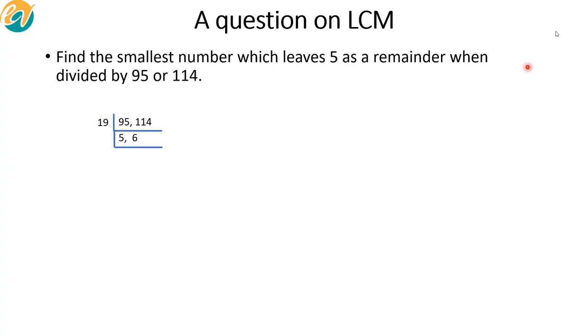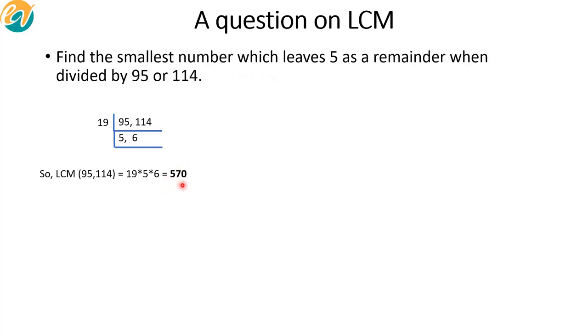So what we have to do here is, let's do prime factorization. That would help, rather than the long division method, to find out the LCM of 95 and 114. That would be 570. Now let's understand what 570 represents.